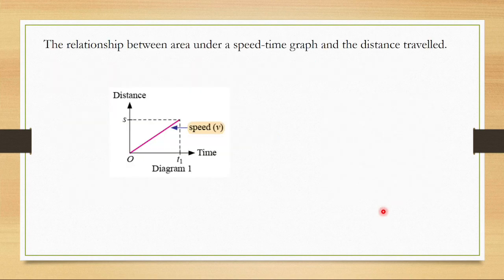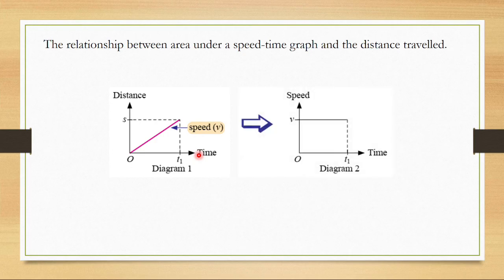Okay, now we look at the next one, which is the relationship between the area under a speed time graph and the distance traveled. So you can see diagram one here. This is the distance time graph. The gradient over here represents the speed, as previously you have learned in distance time graph. It is different for the speed time graph, whereby the area that you can see represents distance. So this is the speed time graph. When you convert everything over here, v represents the speed, t represents the time. So we are going to see the area under a speed time graph.